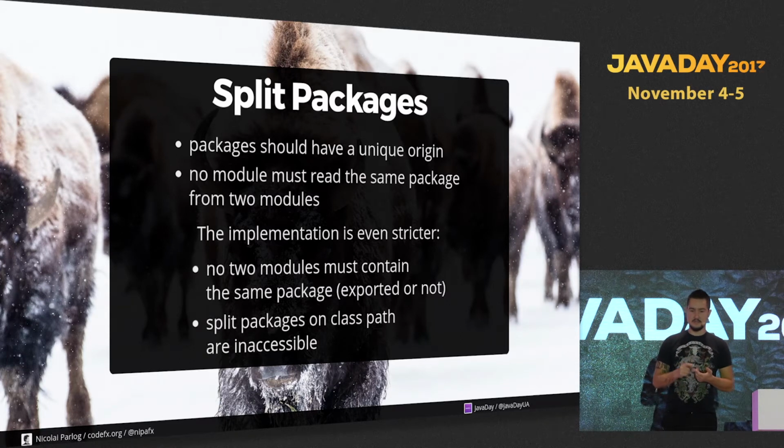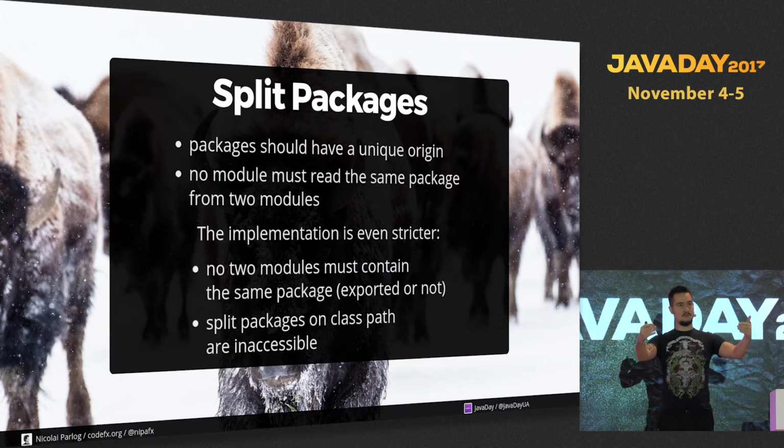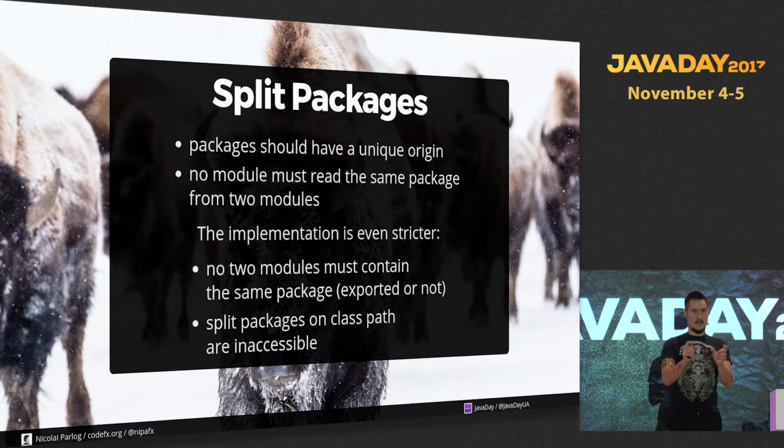Second problem, split packages. Every package should have a unique origin. Every package should only belong to exactly one module, and no module should read the same package from two different modules. The current implementation is so that no two modules are allowed to even contain the same package. This is called a split package. So if one module has a class Foo in the package org.company, and another has a class Bar in the package org.company, if both of these are modules, then that won't work. It's called a split package.